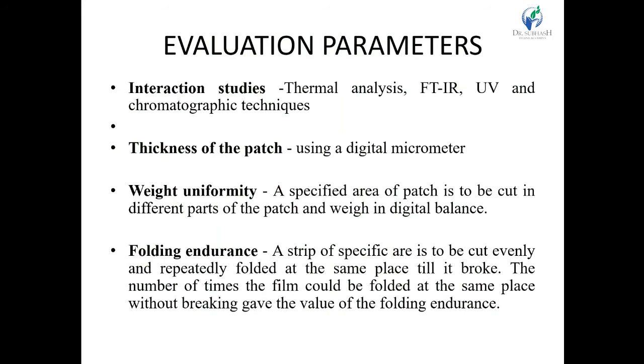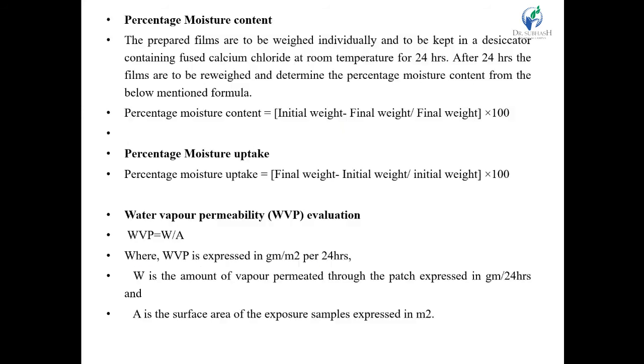The weight uniformity: a specific area of the patch we cut out from different parts and angles, and then we weigh it by digital balance. Then the folding endurance. We repeatedly fold the patch in the same place until it breaks. A strip of the specific area is cut evenly and repeatedly folded at the same place till it breaks. That is called the folding endurance. The number of times the film can be folded at the same place without breaking gives the value of the folding endurance.